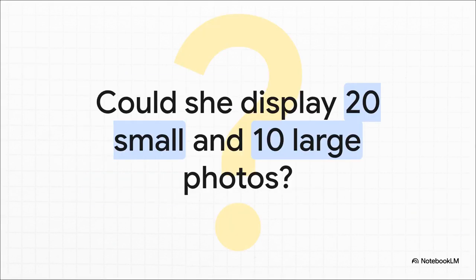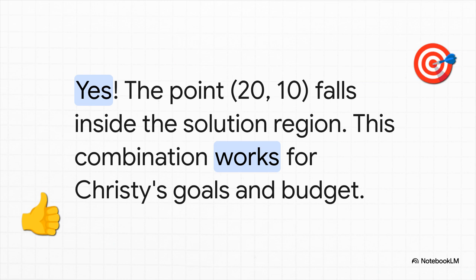So, let's put it to the test. What if she wants to display 20 small photos and 10 large ones? Is that a good plan? Will it work? All we have to do is check, is the point (20, 10) inside our magic shaded area? And yep, it absolutely is. Because the point (20, 10) is inside that solution region, we know for a fact that it works. It meets both of her rules.